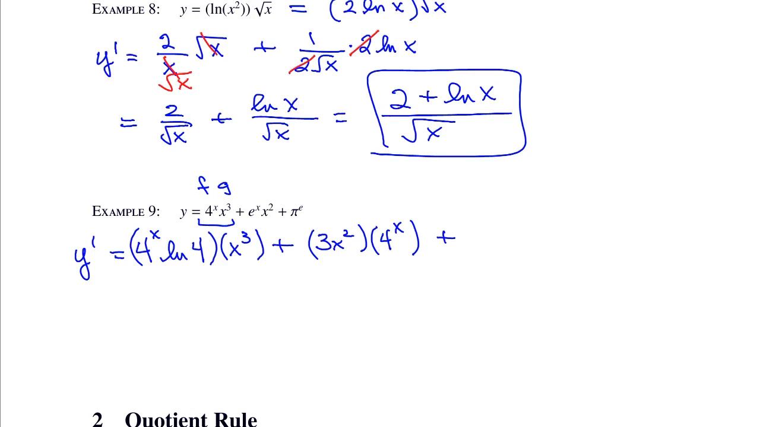Next, we add on the derivative of the next product. So we have another f and another g. So the derivative of e to the x is e to the x times x squared unchanged, plus the derivative of x squared, 2x, times e to the x unchanged. And then what is the derivative of pi to the e power? That is 0. Pi to the e is just a number, probably about 20-something or so. So that's just a 0.